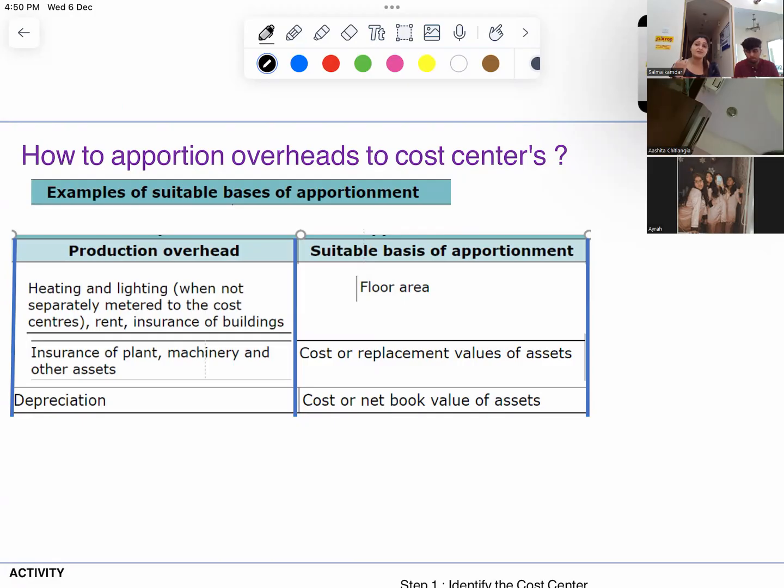If it is repairs of machinery, then it will be on what? Net book value of asset, cost of asset? No. If it is repairs of machinery, then it will be on hours, the hours that it's taken. Which hours? Machine hours. So if it is repairs of machinery, it will be on machine hours.